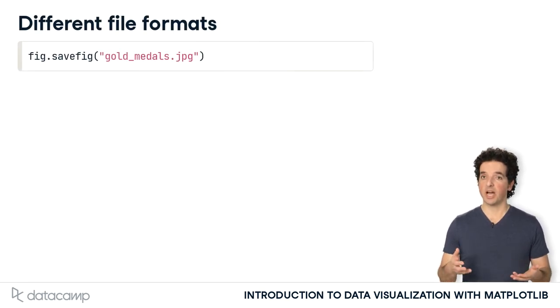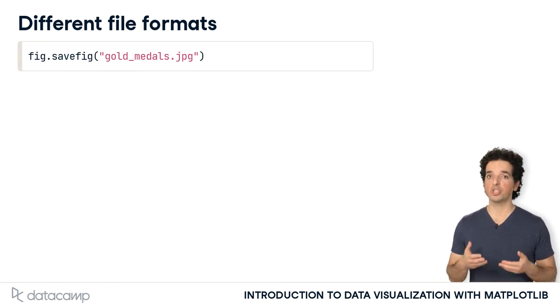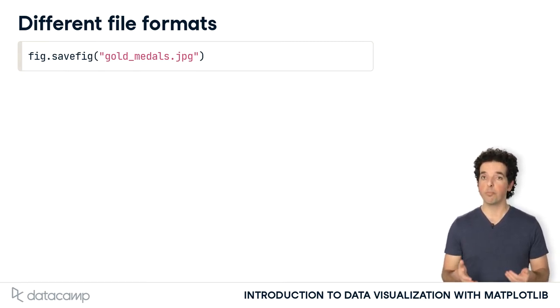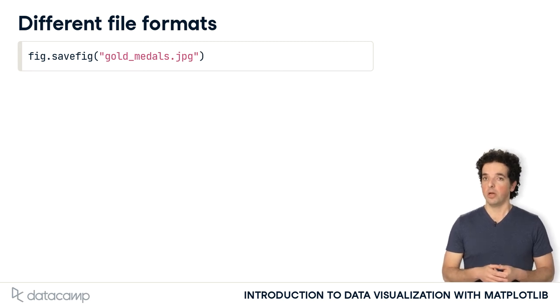In the previous slide, we saved the figure as a PNG file. This file format provides lossless compression of your image. That means that the image will retain high quality, but will also take up relatively large amounts of disk space or bandwidth. You can choose other file formats depending on your need.